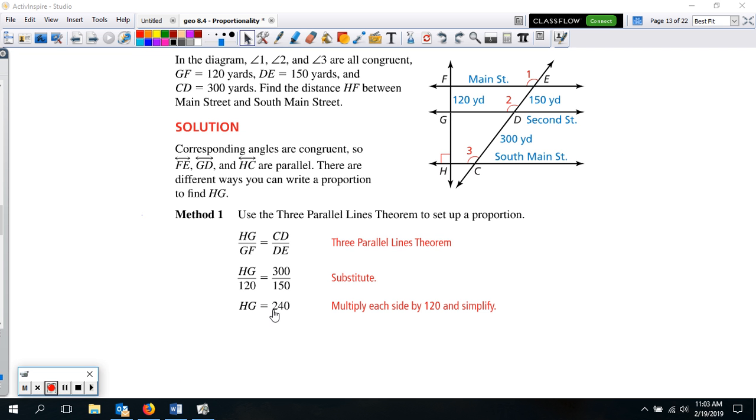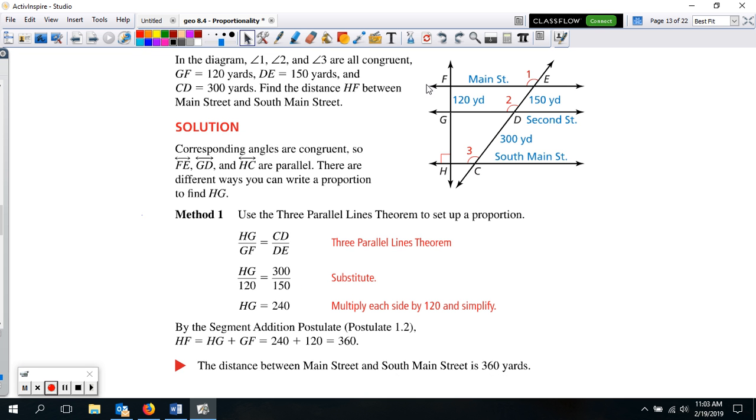for HG. So as we cross multiply and solve for HG would be 240, and so now that we know that, we can just say 240 plus 120, that's what we're doing down here, it equals 360, so that whole segment here from H to F then would be 360.